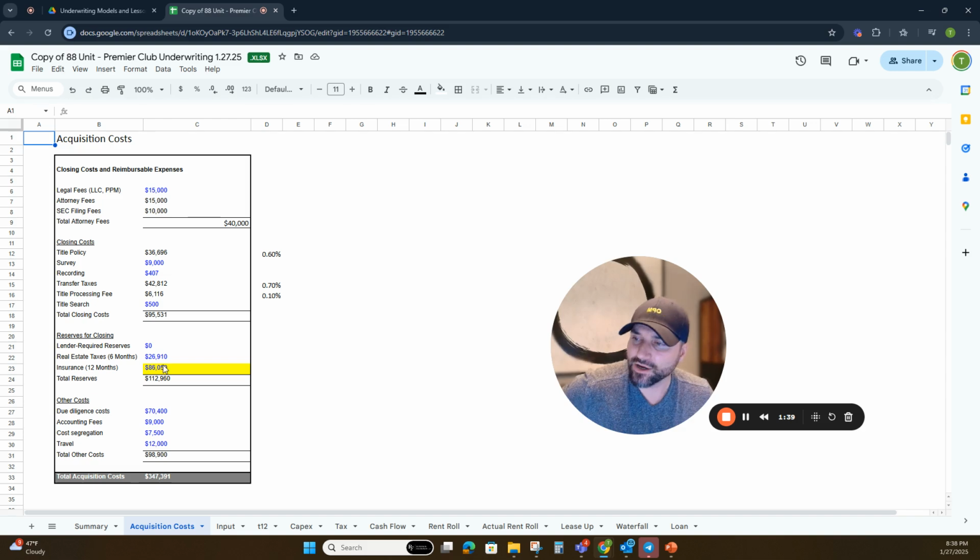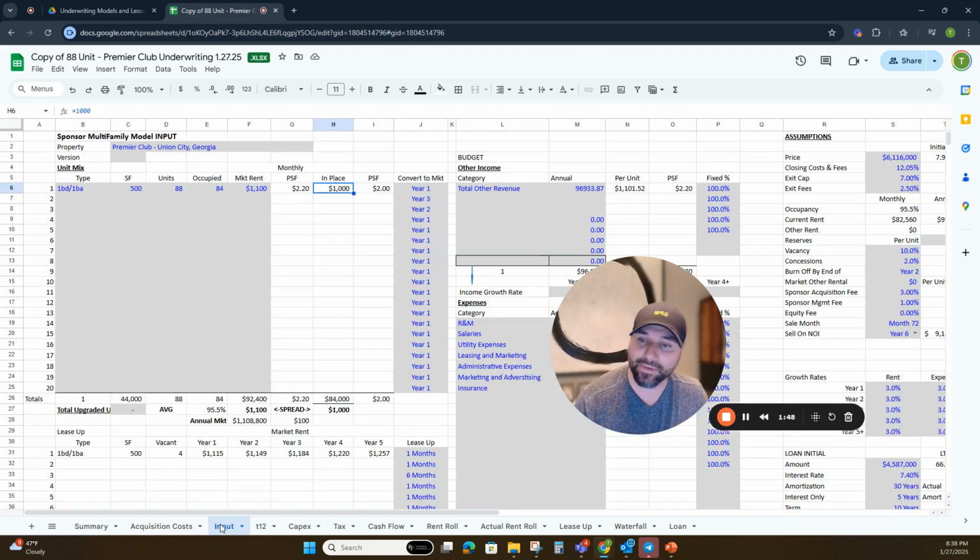tab. Some of these tabs you can manipulate. So anything in blue you can change. And if you change it here, it's going to change throughout the model. This is the input tab. This is where all the data is going to be. Everything that you're going to need to really underwrite the multifamily deal is going to be in the input tab because you're inputting the data there.